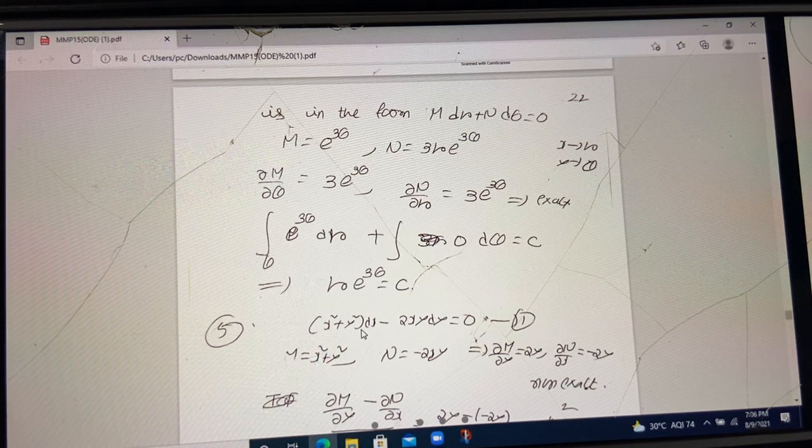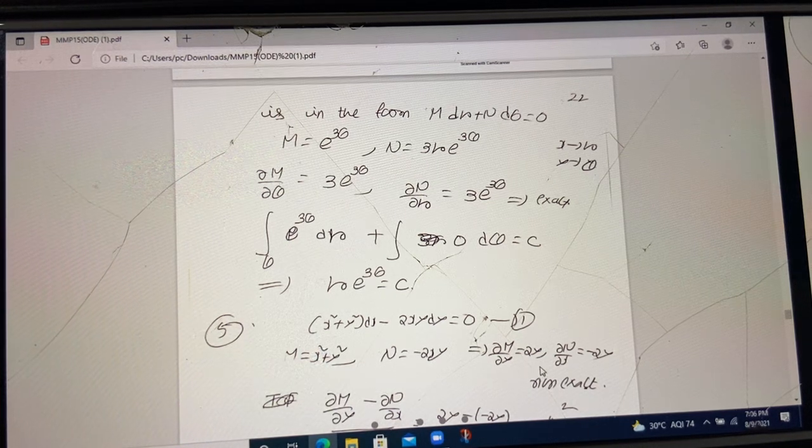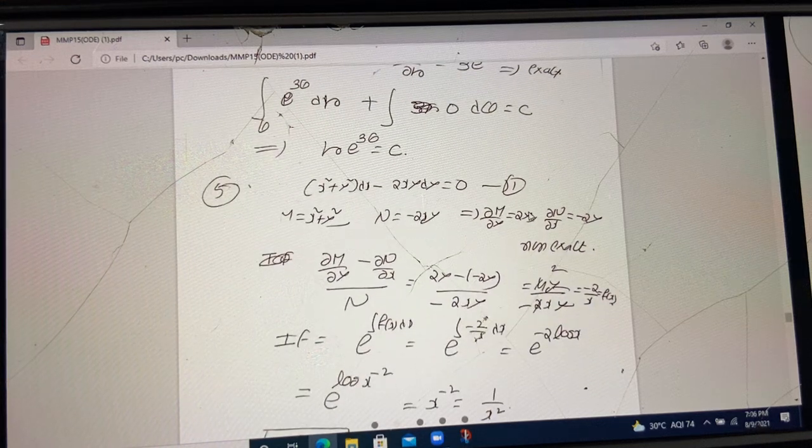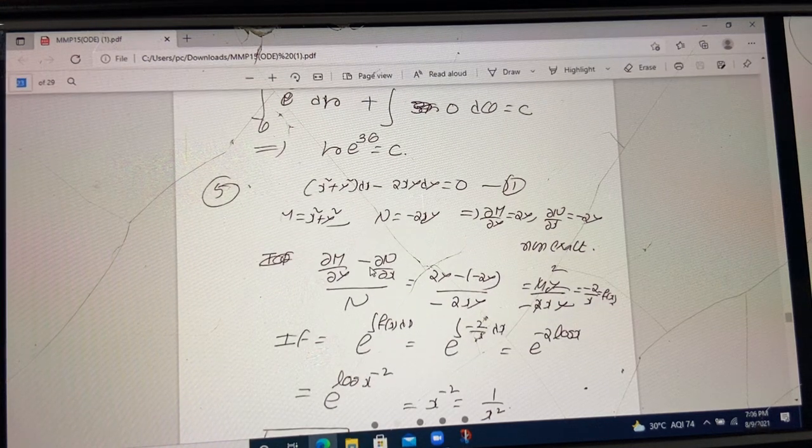Okay, so this is M = x² + y², N = -2xy. ∂M/∂y is 2y. ∂N/∂x is -2y. It is non-exact. So what is the integrating factor?